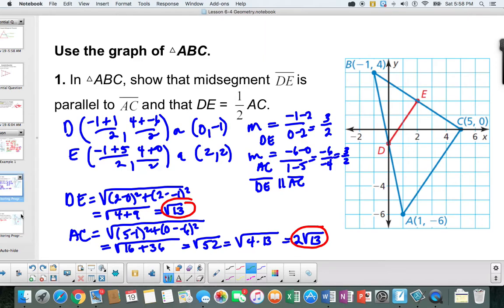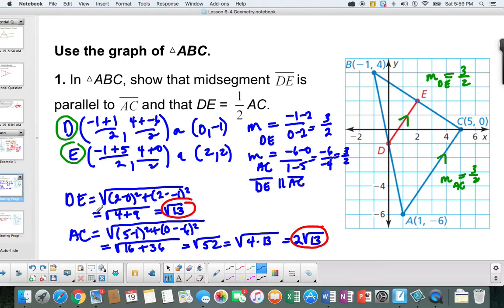Let's do it again with another picture. You can see I have found the midpoint of D, and I found the midpoint of E, and they're graphed right here. And here are my midpoints. Now I'm going to find the slope of DE, and I find it is equal to 3/2. Then when I go down here and find the slope of AC, I figured out it's also 3/2. So that tells me that these two are parallel to each other.